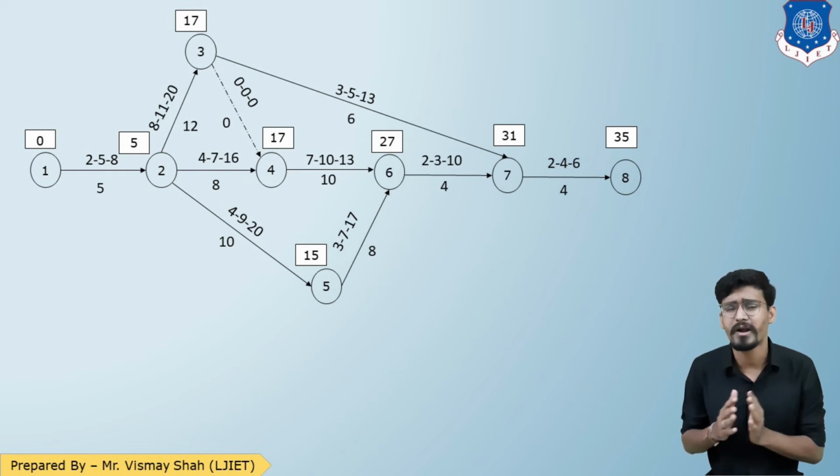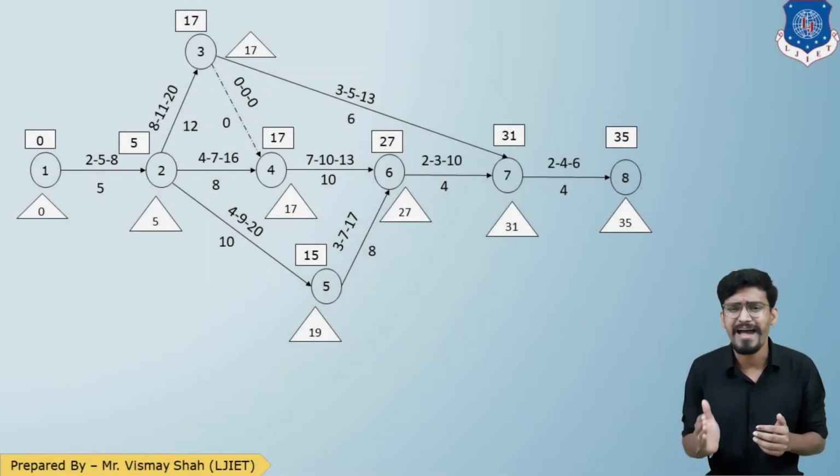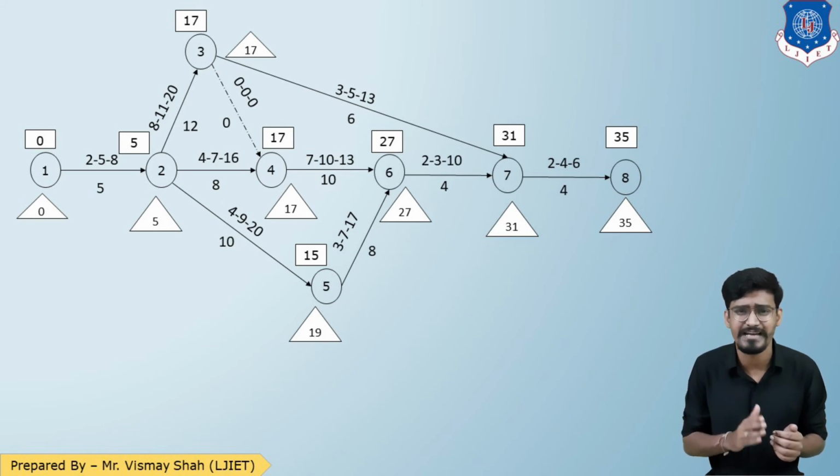So that is our forward path calculation. Now for the reverse path. To start with the reverse path, the last point was 35, so I'll be starting again from 35. 35 minus 4, 31. That is 8 to 7. Now coming to event 6. So 7 to 6, 31 minus again 4, 27.